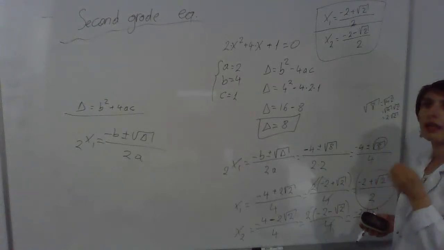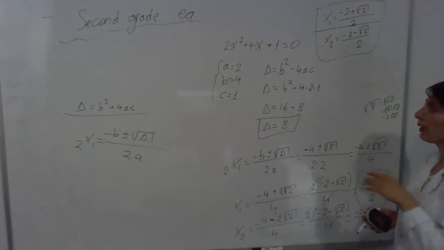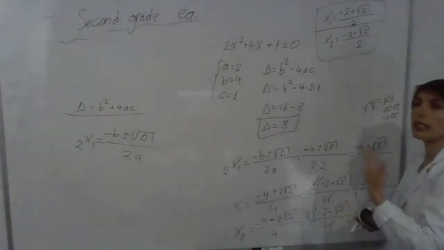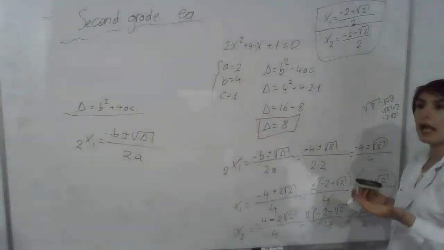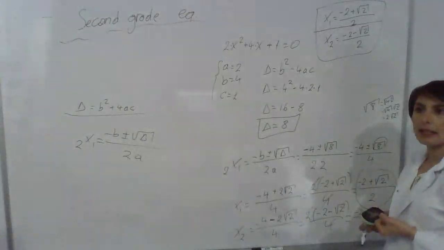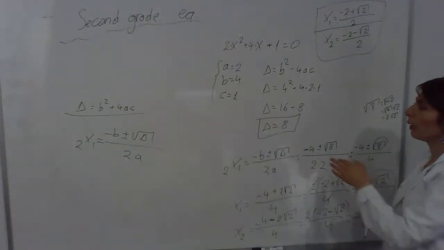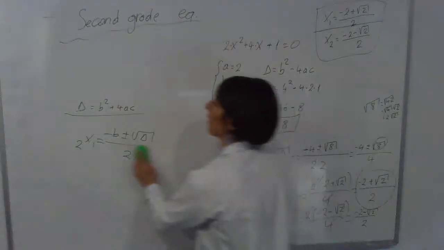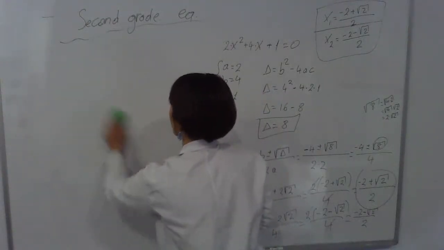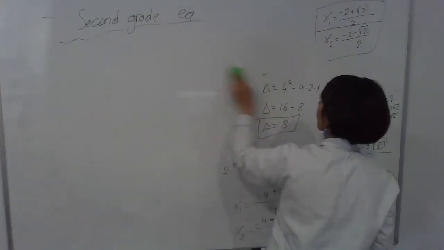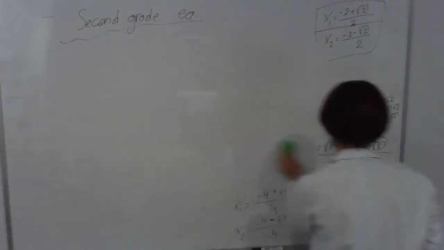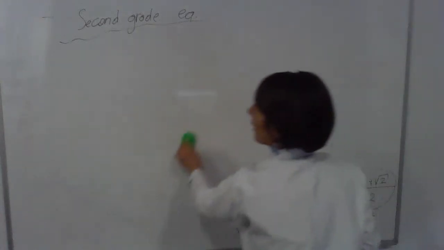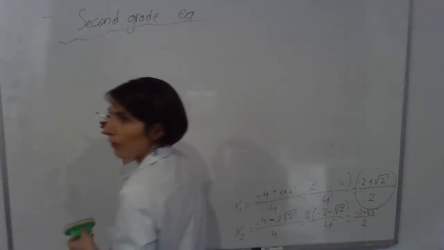I want to clarify 3 rules about delta, because I saw that delta here is positive, right? It's 8. So it's easy for me to work with it. But what happens if delta is negative? How can I do it? Or what about if delta is 0? So furthermore, let's talk about it. There are three cases. Let's talk about the value of delta.